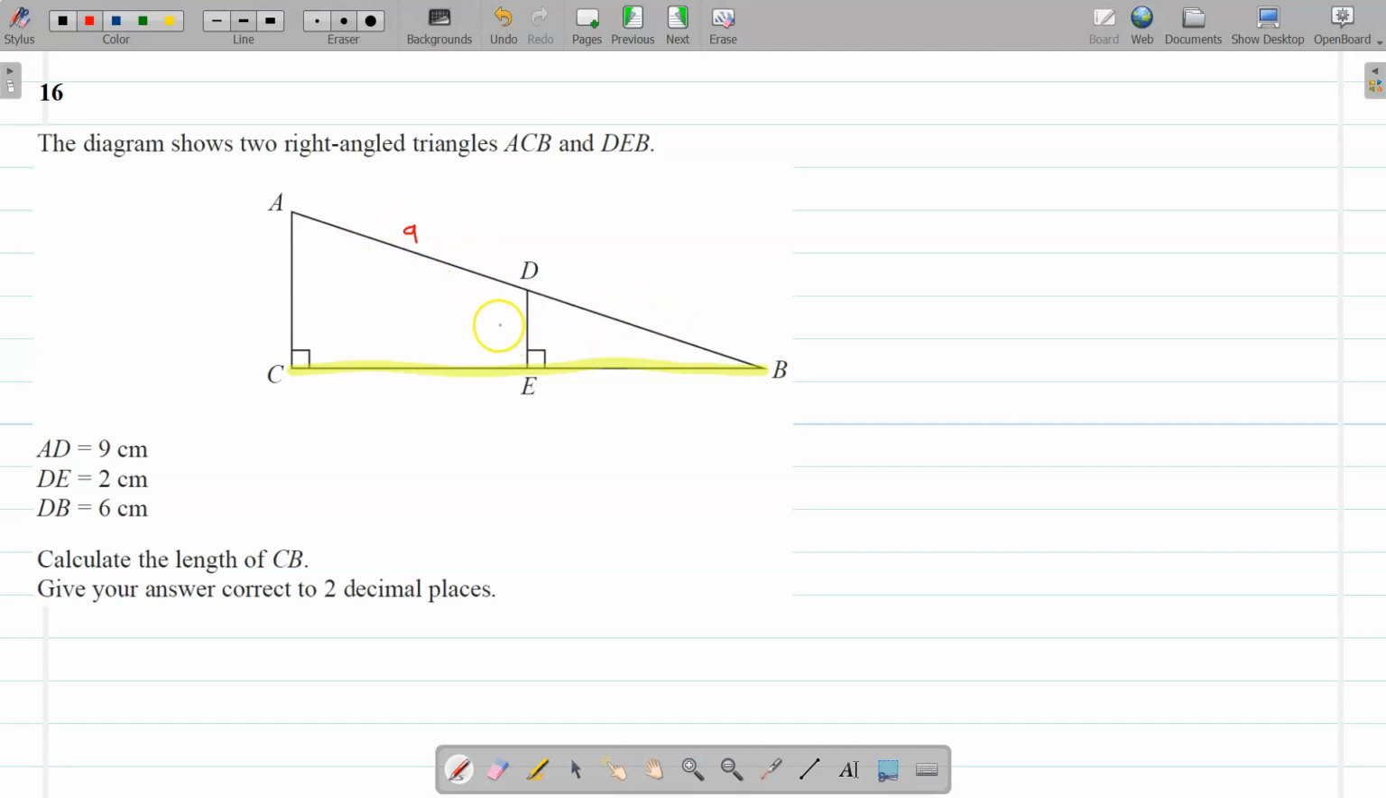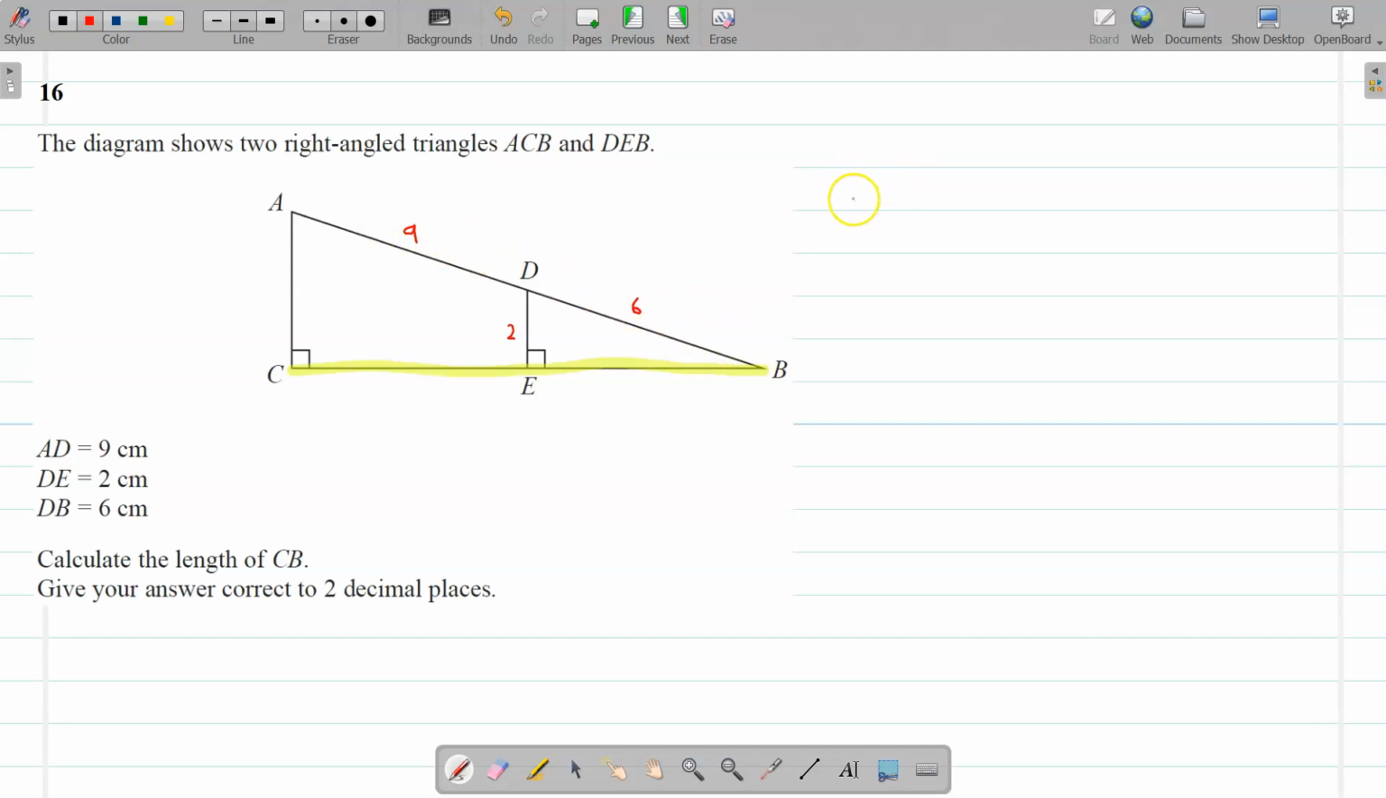I'm told that DE is 2. And I'm told that DB is 6. Now, the best way to approach this is to just carefully work out the scale factor between the small and the large. Now, you can see that if this is 6, the total length from B to A would be 15. So the small to large triangle has a linear scale factor of 2.5 because 2.5 times 6 is 15, which is the total length.